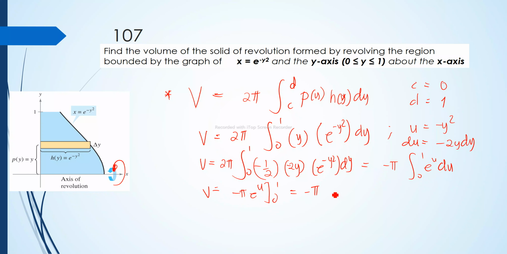That is equal to negative pi e to the negative y squared, evaluated from 0 to 1. Now, if we evaluate this specific answer, then we'll arrive at the volume of the solid formed by the revolution along the y-axis, which is approximately equal to 1.986 cubic units.